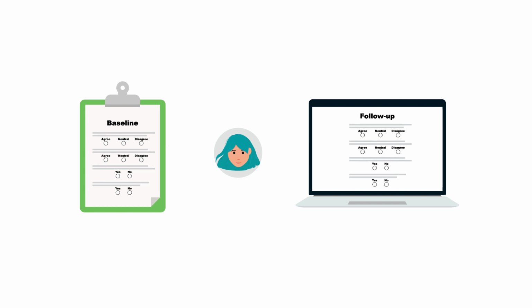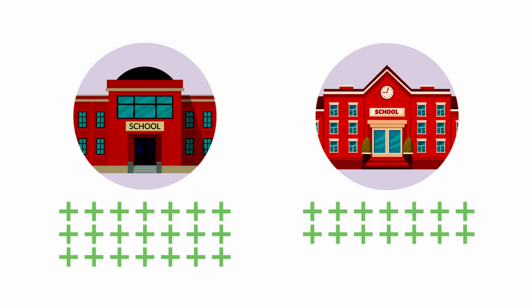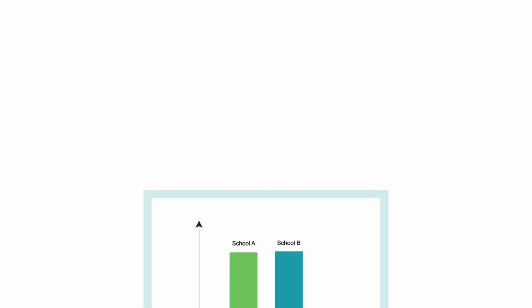Another situation in which linked data are useful is when you're comparing outcomes for two different groups of students. For example, maybe you want to see if students at School A appear to have better outcomes after program participation than students at School B. To do so, you should statistically adjust for differences between the two groups of students on baseline survey responses, such as demographics and prior behaviors, so that the youth are statistically similar to each other before the program began.